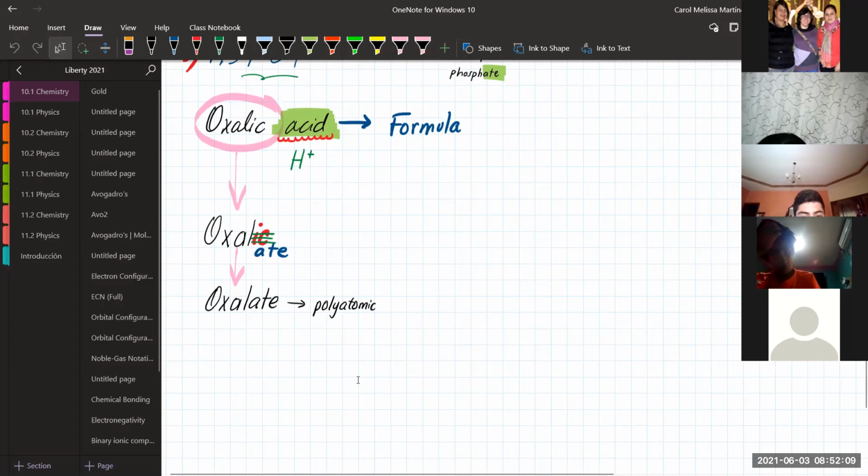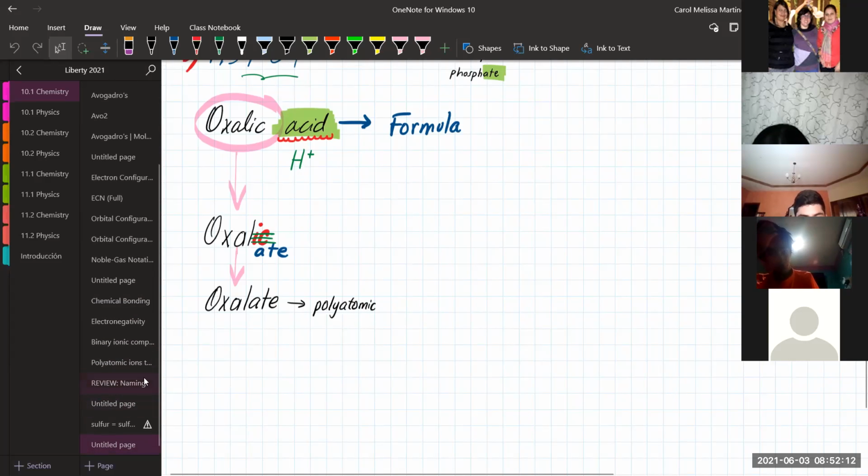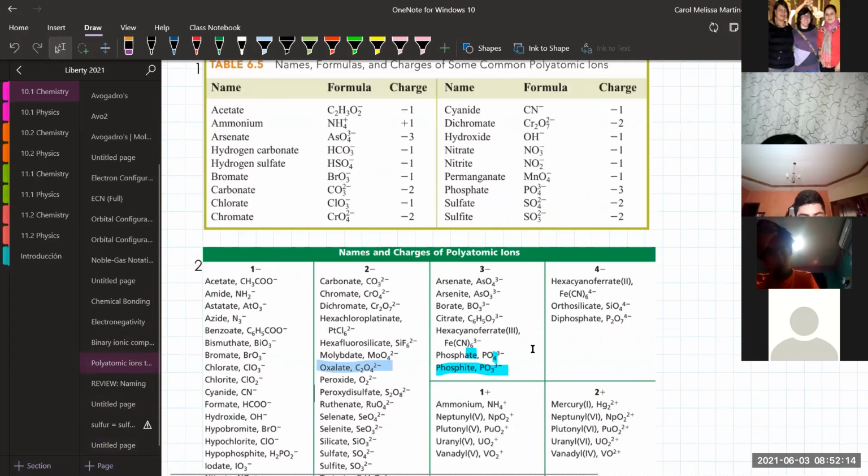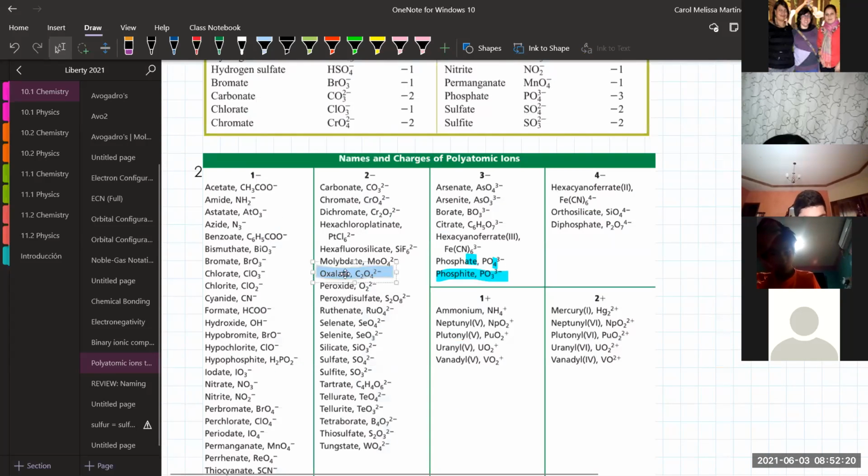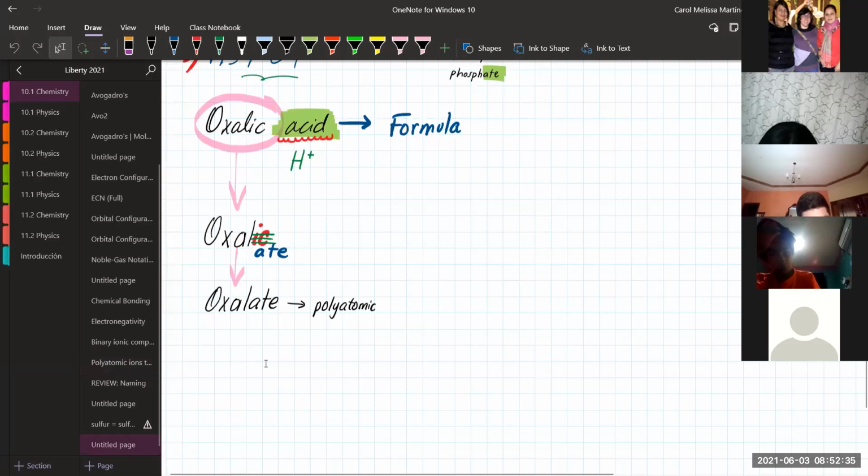To know what polyatomic it belongs to, you need to look at the tables. Take a look. Look for oxalate. Oxalate is located right here. The formula for oxalate is C2O4 and the charge is -2. So, in the end, the oxalate ion is C2O4 with charge -2.